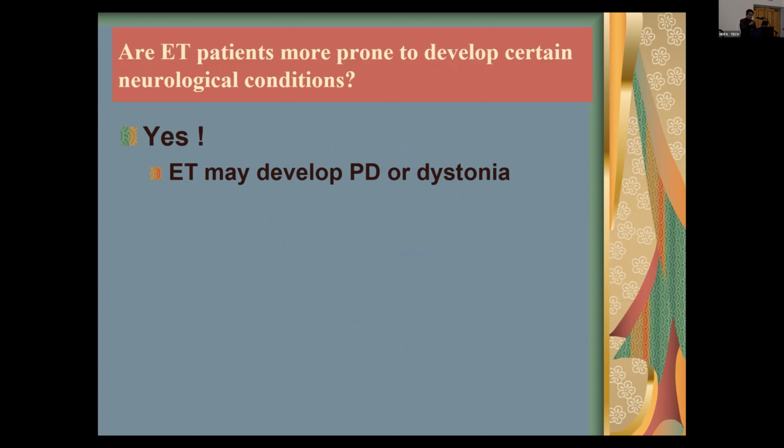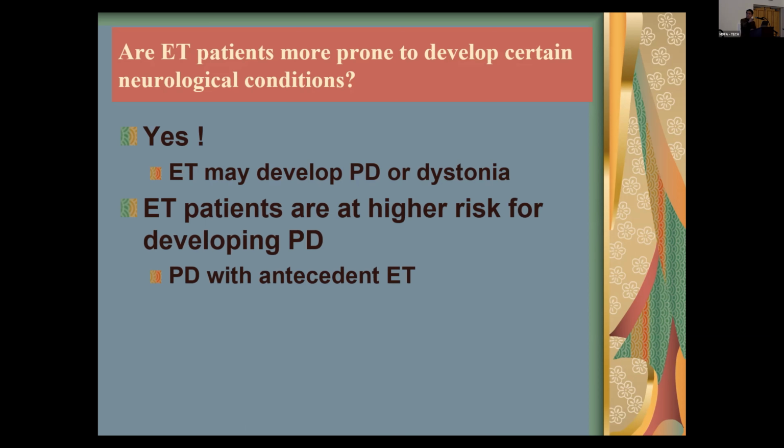And then when patients ask me, we've got a family history of ET, and we also have a family history of Parkinson's, so does essential tremor lead to Parkinson's in some individuals? And the answer is yes. So it looks like if you have a family history of essential tremor, or if you have essential tremor, you are at higher risk for developing Parkinson's or dystonia down the road. So we call that Parkinson's disease with antecedent ET.